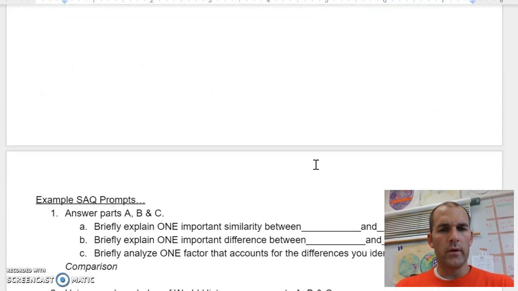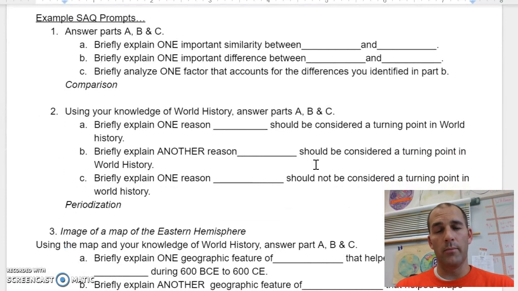So real quickly, we're going to take a peek at some example prompts, what things might look like, so you're not surprised. So you're going to answer parts A, B, and C. It's always going to ask you to do that. I think initially AP came out with them and they said, answer parts A and B, and sometimes like A or B would be like 2 parts, but I think I've heard that they're going to divide those out and it's always going to be A, B, and C.